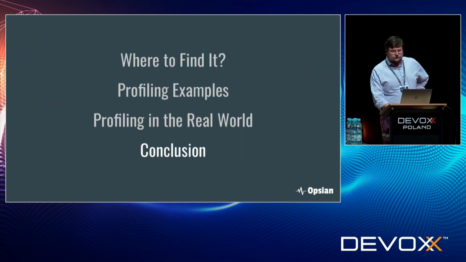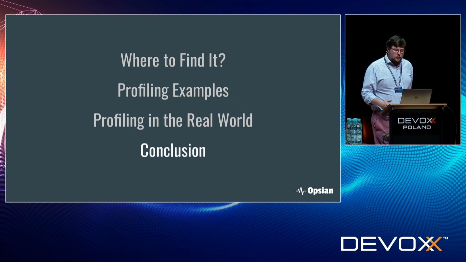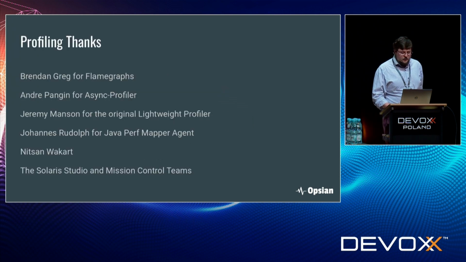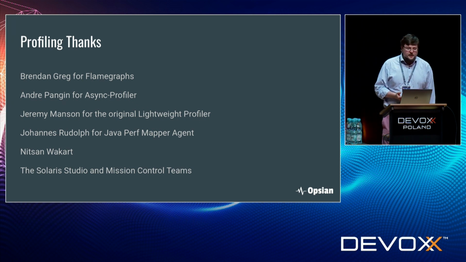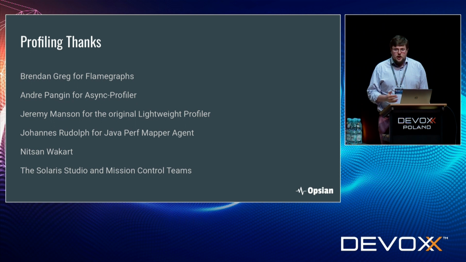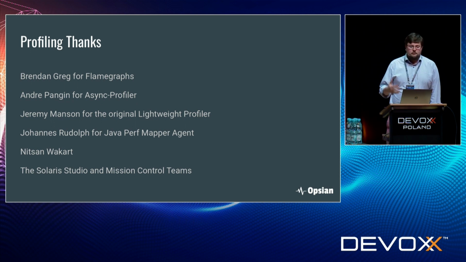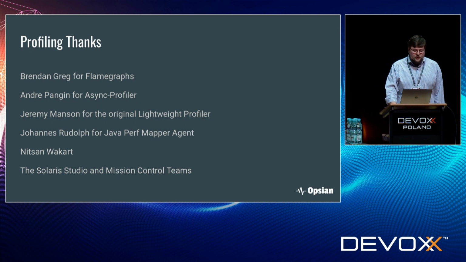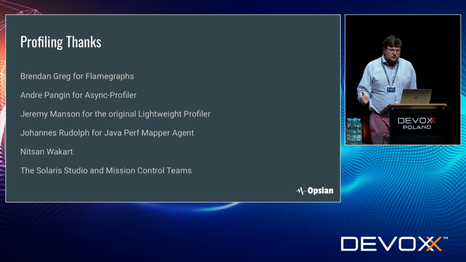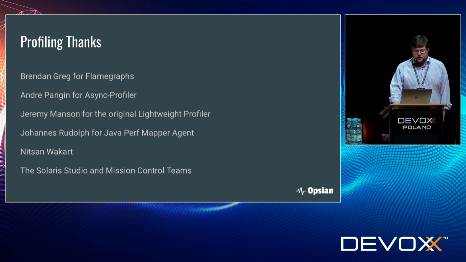Cool. So let's wrap up this talk and conclude with what we've said. Firstly, I think it would be remiss of me to talk about low overhead profilers without giving thanks to a lot of people who've done fantastic work developing really low overhead tooling on the JVM. People like Brendan Gregg, who came up with flame graphs as an idea, Andrei Pangin for Async Profiler, Jeremy Manson, Johannes Rudolph, Nitsan Wakart, and obviously the Mission Control and Solaris Studio teams. Lots of great work done on low overhead profiling on the JVM.